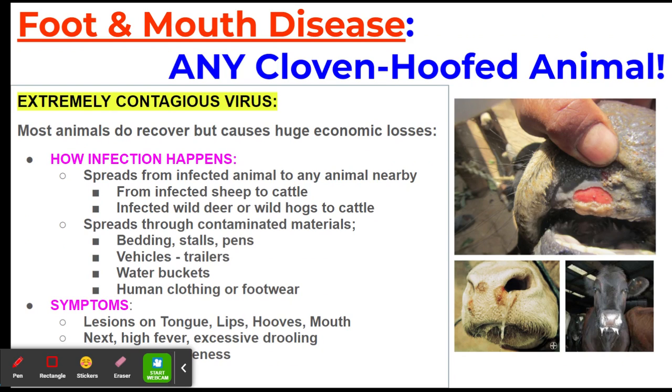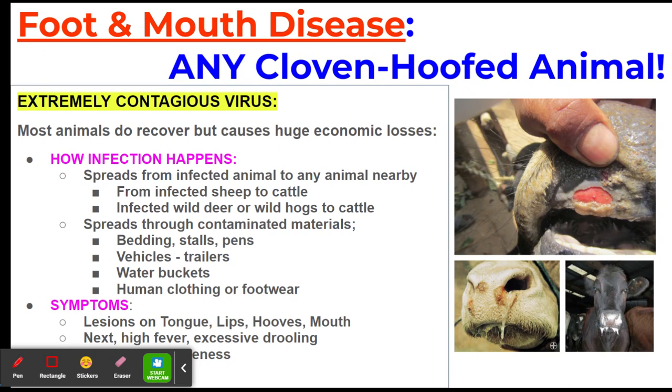How does this infection happen? This disease spreads from infected animal to any animal nearby. Infected sheep can spread it to cattle nearby. Wild deer can have it. Wild deer nearby any farm can spread it to those cattle. Wild hogs can spread it to any nearby cattle or any nearby pigs.